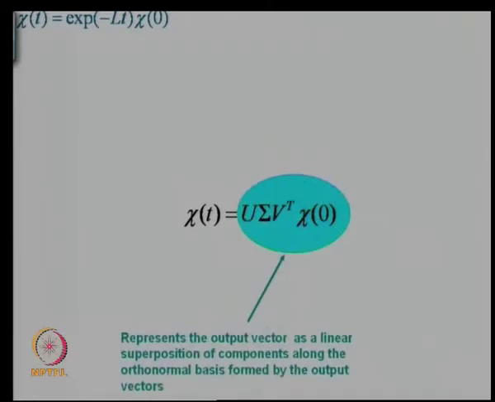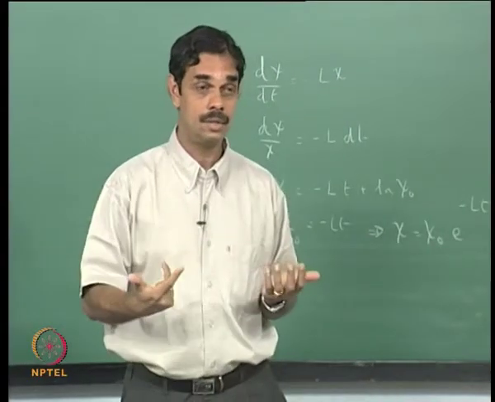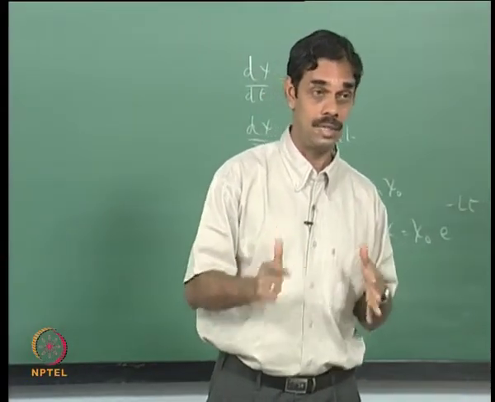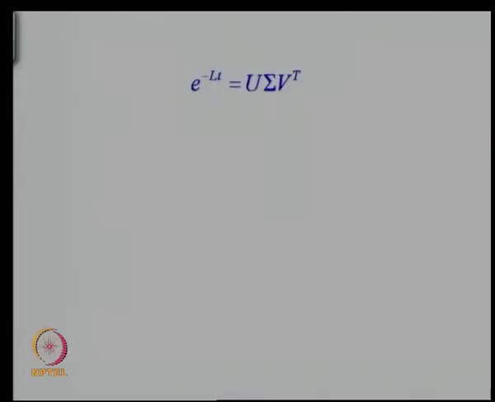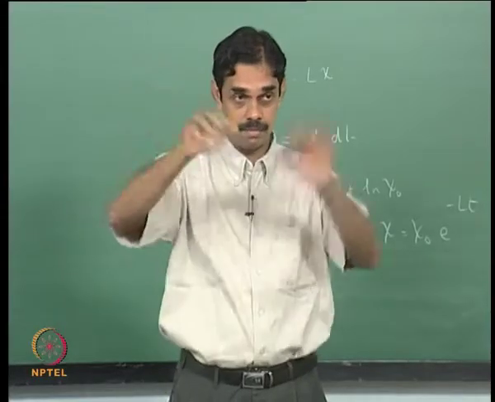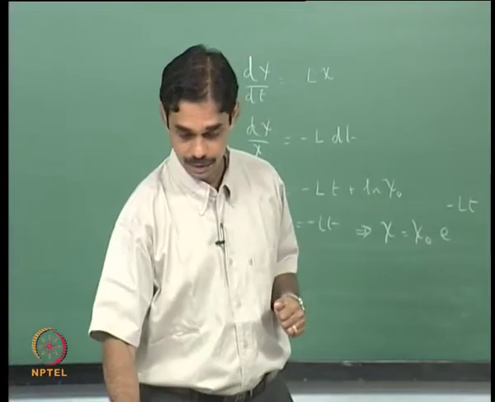And now U multiplied by sigma V transpose χ naught represents the output as a linear superposition of components along an orthonormal basis, but the thing is you are having another basis. So the original basis may be like this, but this could be rotated or something. So there is no guarantee that you will follow the same basis. Now to understand the physical meaning of the singular vectors, there are several vectors in the matrix, so we will have to look at that.